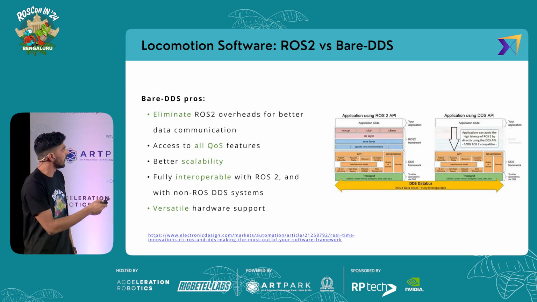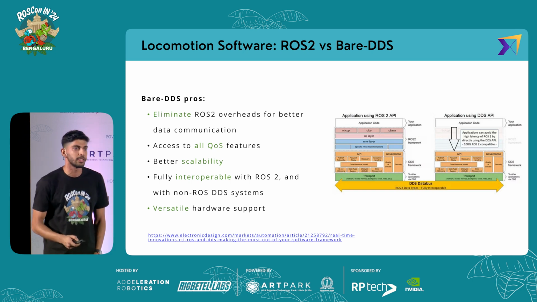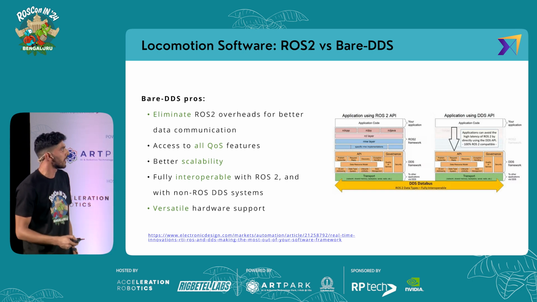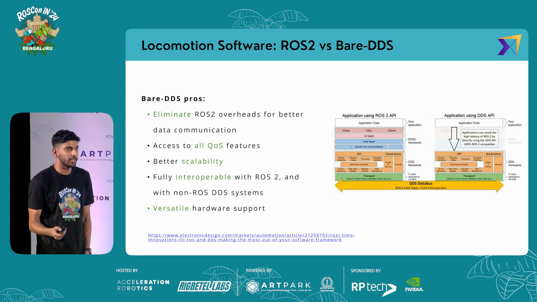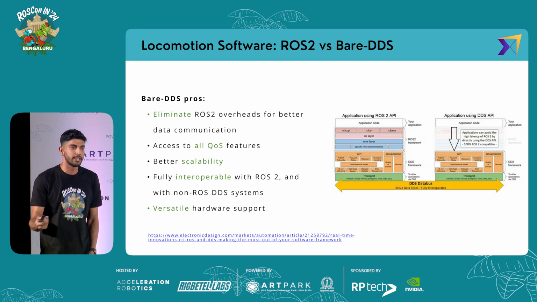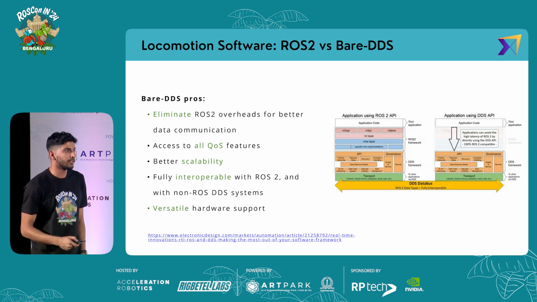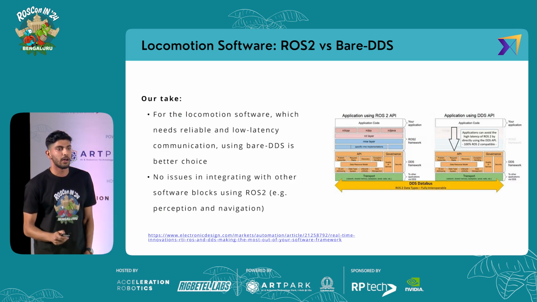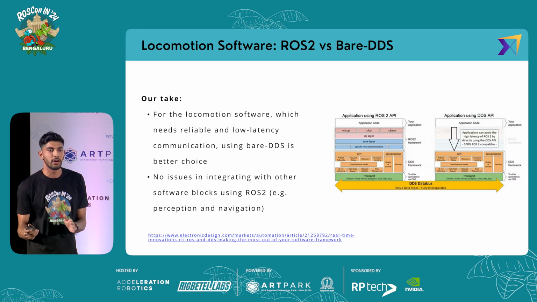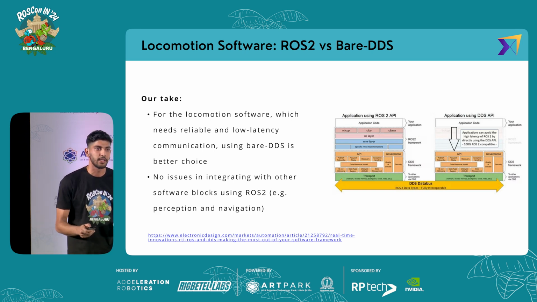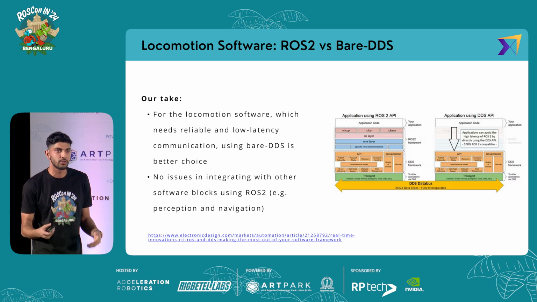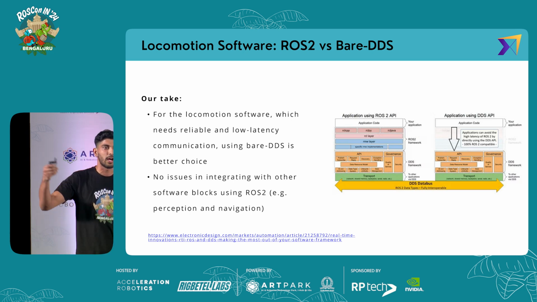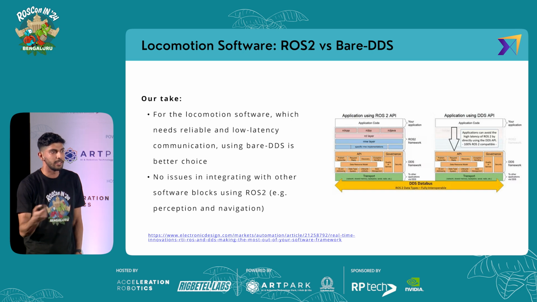So the way we designed the Locomotion software is that it can just work with the implementation of DDS. With DDS, we have access to all the QoS features, and we still have interoperability with ROS2, because ROS2 itself supports DDS middleware. So our take at this point is that we can keep the Locomotion software independent of ROS2. We can just keep it working with DDS, and with ROS2 we can still access the relevant data that we need for other blocks of the software, because DDS can easily work with ROS2.